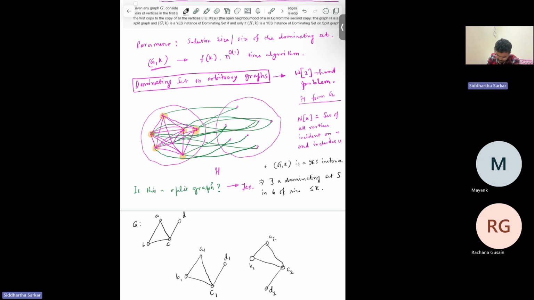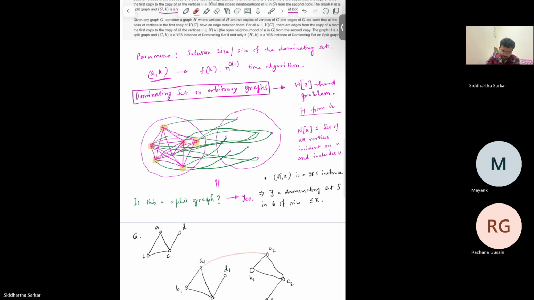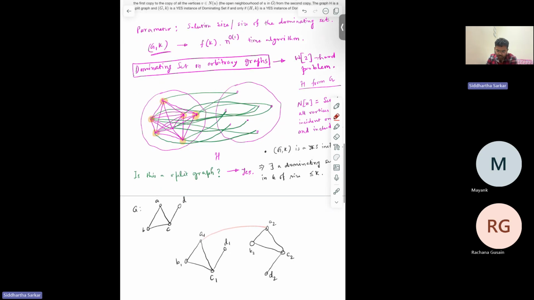This is D2. So A1 to A2, there is an edge, as per the description of the construction of H. So in the closed neighborhood of A, which vertices do you have? A has neighbors B and C. So A1 will get connected to itself and to B2 and C2.